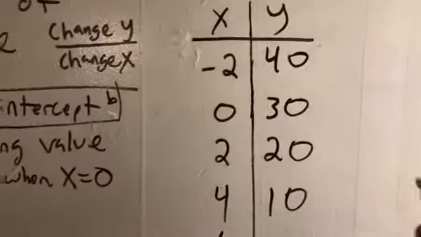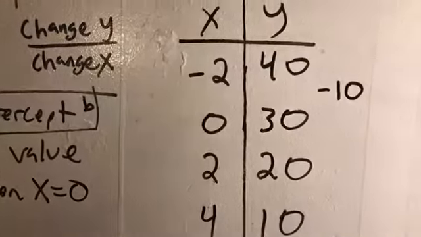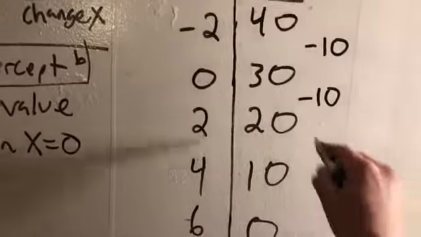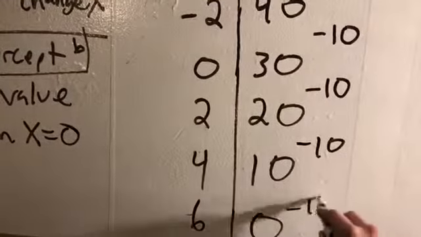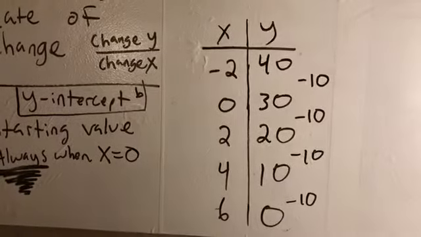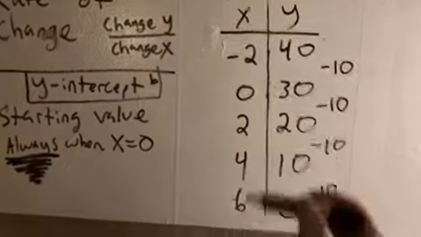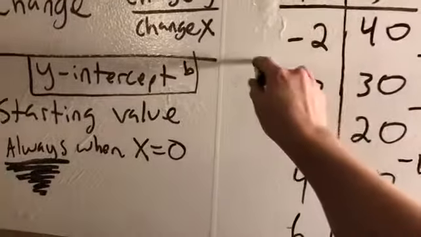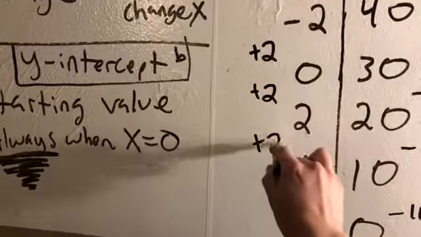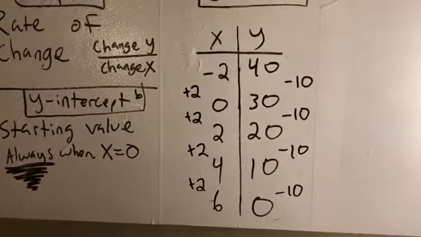So if I go over here, we still want to know what's the change. From 40 to 30, we subtracted 10. From 30 to 20, we subtracted 10. Looks like we're subtracting 10 every single time. Negative 10, negative 10, negative 10, negative 10. Now we have to look over here and decide how is the x changing. Well, from negative 2 to 0, that means I added 2. From 0 to 2 is another added 2. Looks like we're adding 2 every single time on that x side.